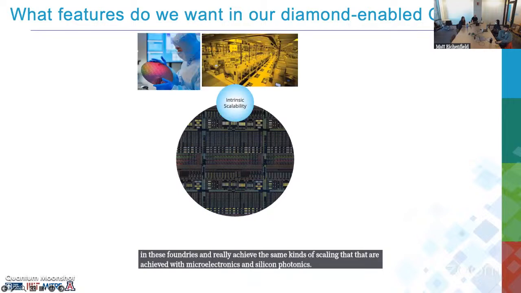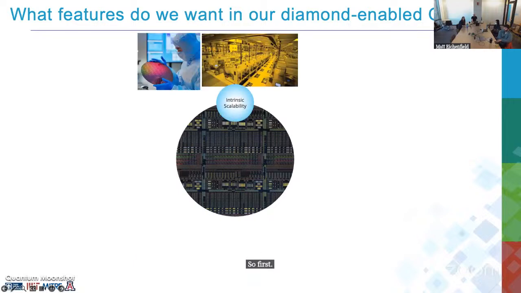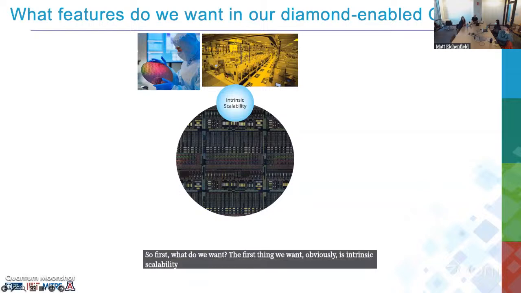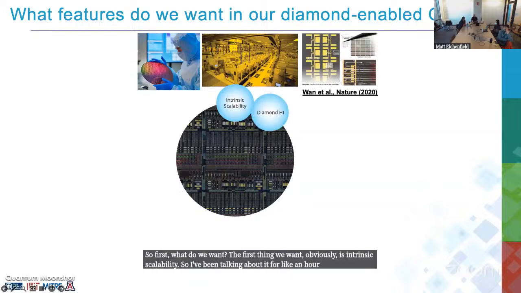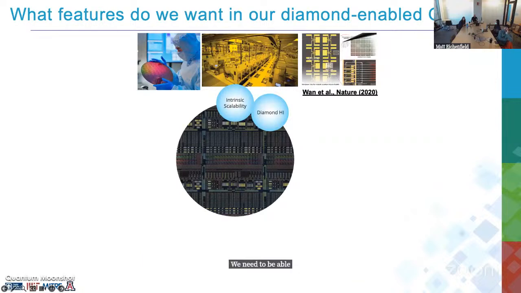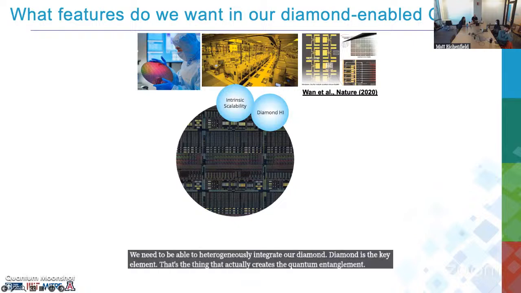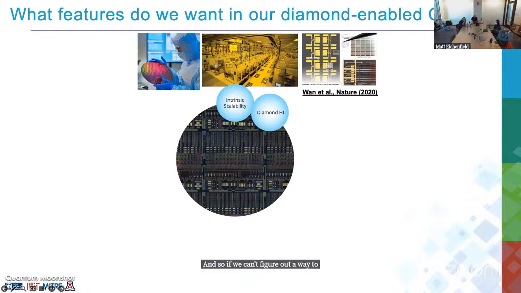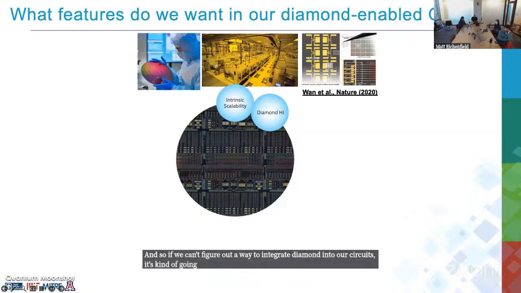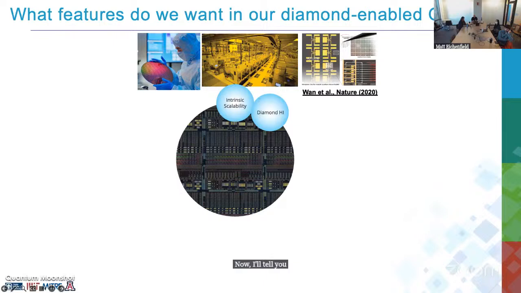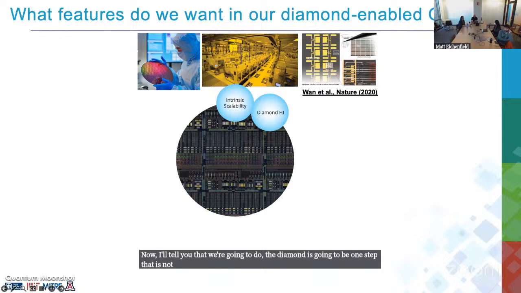Okay. So first, what do we want? The first thing we want, obviously, is intrinsic scalability. So I've been talking about it for like an hour and a half. Okay. We need to be able to heterogeneously integrate our diamond, right? Diamond is the key element. That's the thing that actually creates the quantum entanglement. And so if we can't figure out a way to integrate diamond into our circuits, it's kind of going to be a non-starter. Now, I'll tell you that the diamond is going to be one step that is not done in those foundries. We're going to heterogeneously integrate the diamond by other means, but it's just that one last step where we're going to put the diamond into our circuits. And we'll talk a little bit about how.